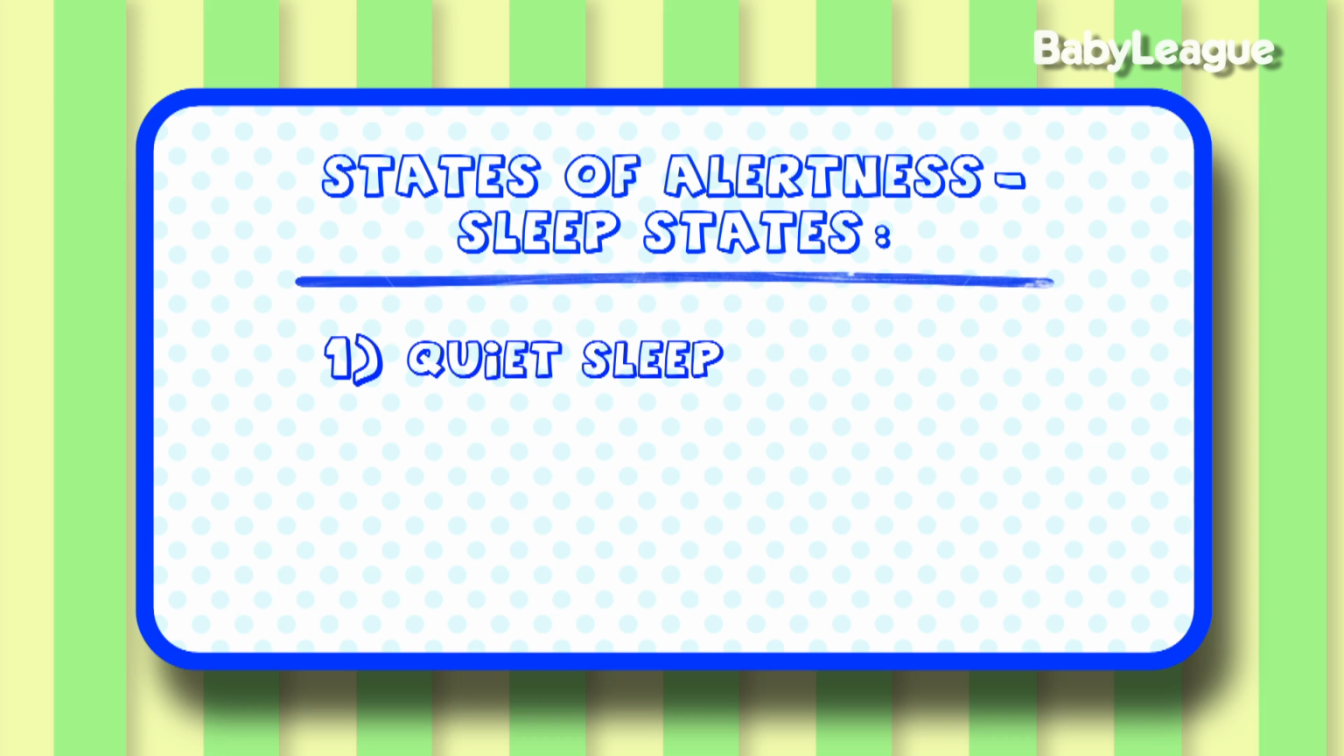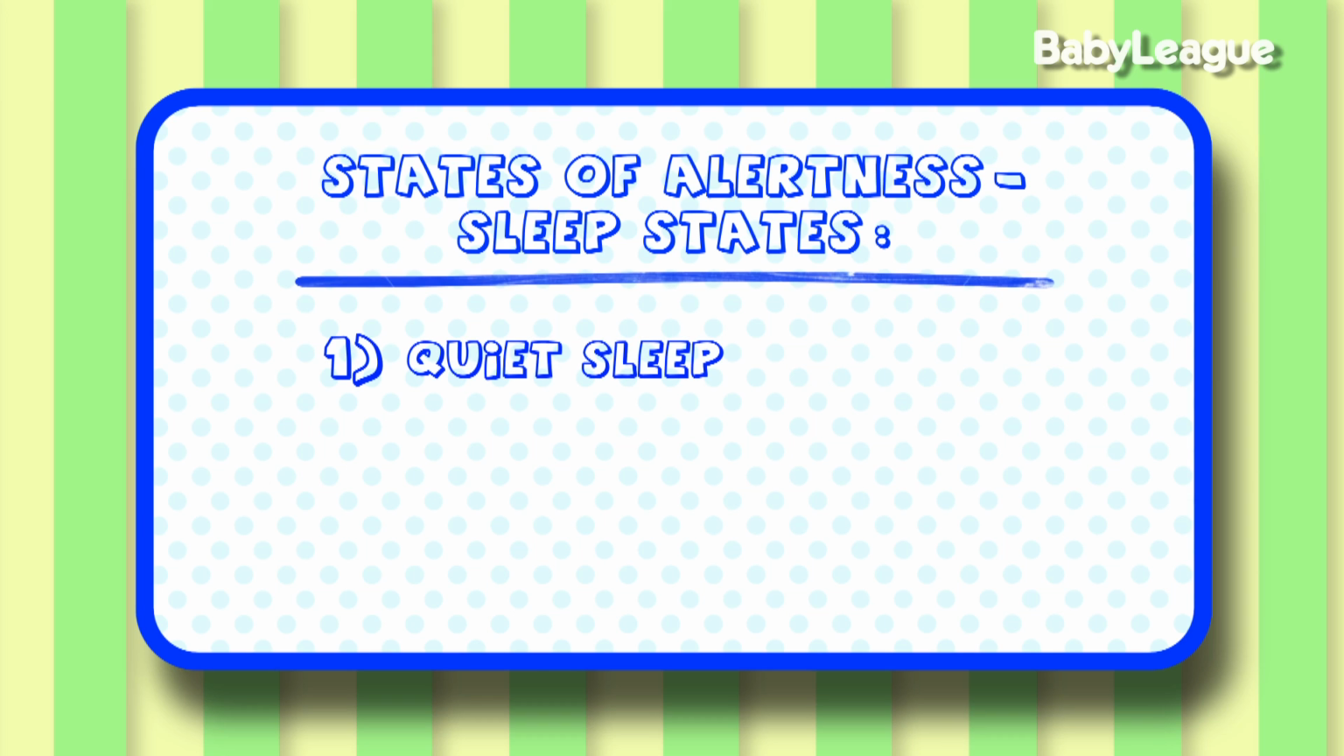Today, we're going to learn about the different states of alertness, the sleep states and the awake states. Being able to recognize the difference will help guide you on how to interact best with your baby. So let's get started. There are two types of sleep states.